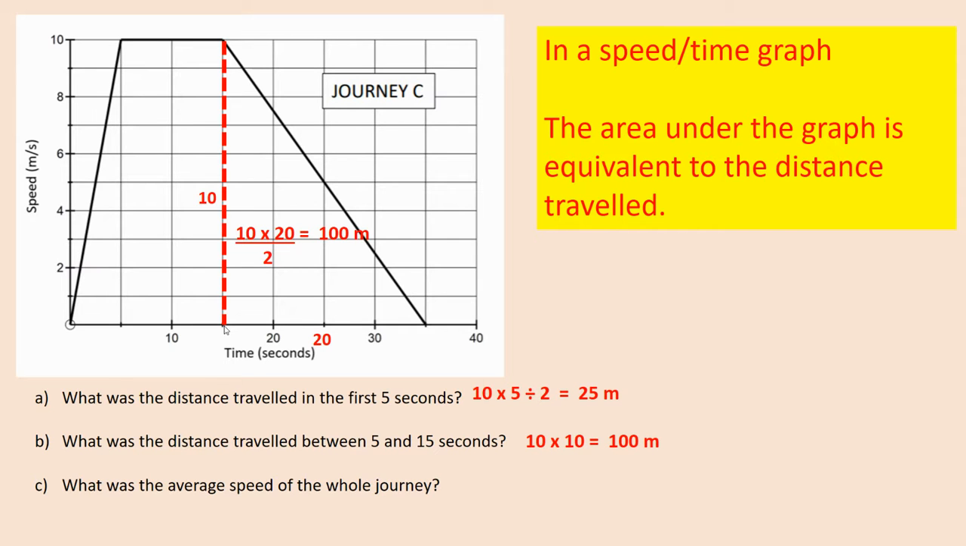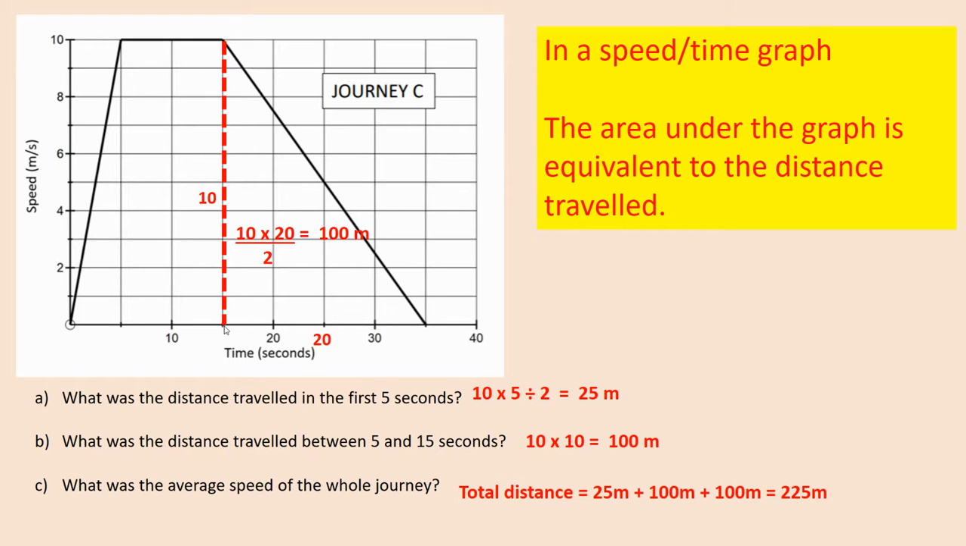So my next thing I need to work out then is the total distance travelled on the graph. So it's going to be the 25 metres in the first triangle we worked out, plus the 100 metres in the rectangle, plus the 100 metres in this particular triangle at the end. So far, that's a total of 225 metres travelled on the whole journey.